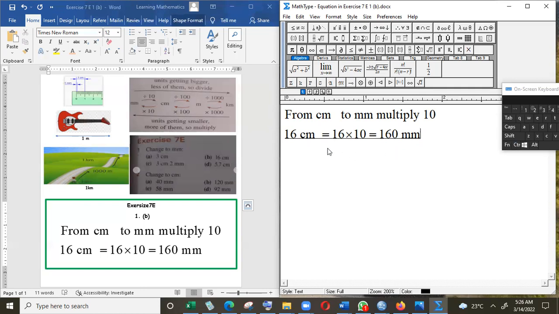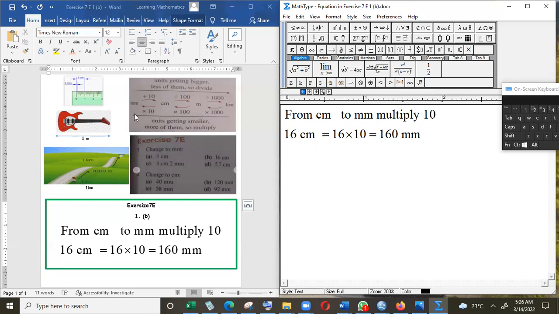Think about it. You have 16 centimeters. You need 160 little millimeters to make up the 16 centimeters. That's what it's all about. That's why we have to multiply by 10 if we change from centimeters to millimeters. So please take out your exercise books and write this down. First write down exercise 7E, number 1, part B. And write: from centimeters to millimeters, you multiply by 10.